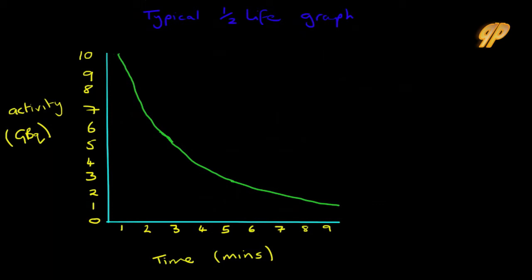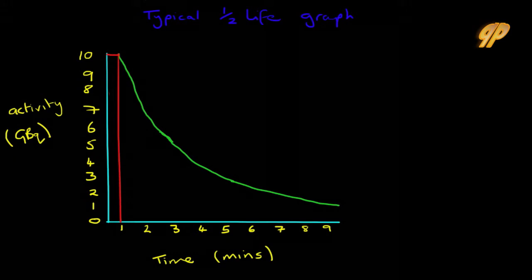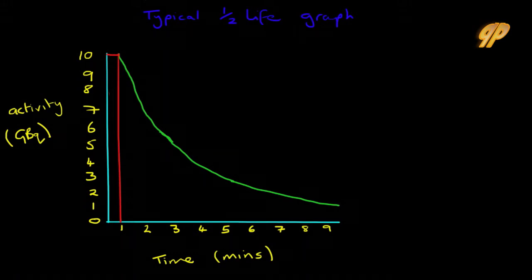We can plot a graph of activity versus time. In this typical half-life graph, I have the activity in gigabecquerels and I have the time in minutes. Using the graph, we can interpolate at certain points to find out how long it takes for the activity to drop by half. We do this at a few points along the graph in order to collate some data and calculate an average. If we first interpolate at an activity of 10 gigabecquerels, we find that the time starts at approximately 1 minute, so we'll go with 60 seconds.